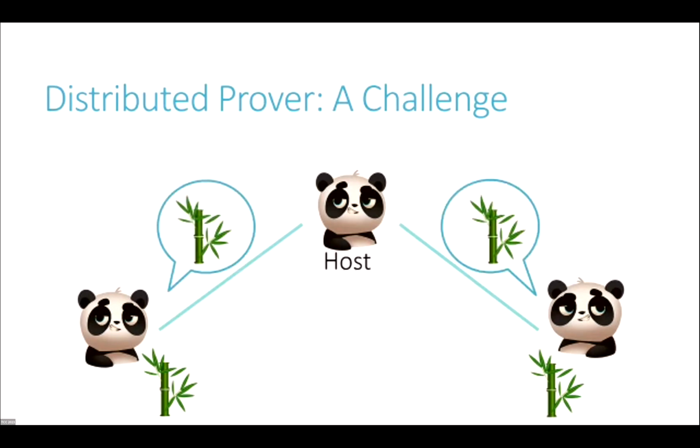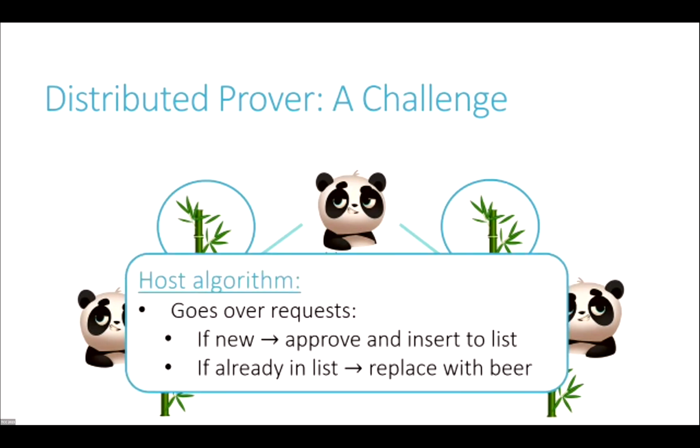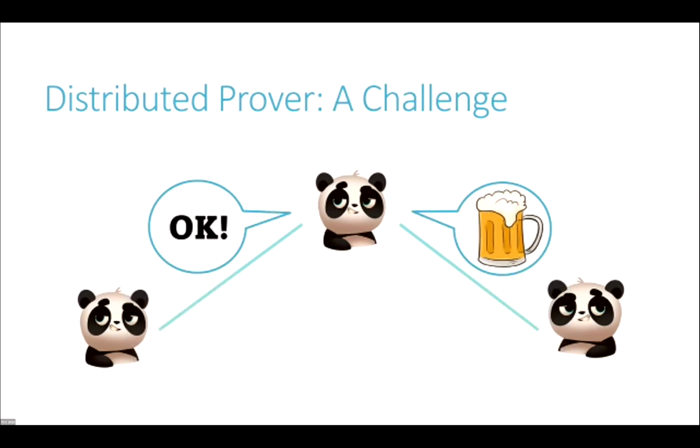The participants tell the host what they'd like to bring, and the host decides what each participant will bring according to the following process. So if it's a new request, it says okay and inserts it to a list. And if the request is already in the list, it tells the participant to bring beer instead. So here it is going to reply okay for the left one and beer for the right one. And eventually each participant outputs what they're going to bring to the party.